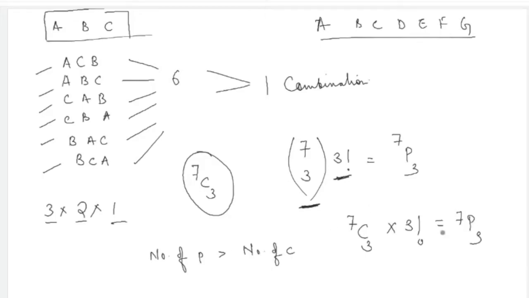और ये किस multiple से ज्यादा होंगे, that will be given by this factorial number here. So 7C3 multiplied by 3 factorial is equal to 7P3. Number of permutations will exceed the number of combinations by 3 factorial ways. And from this itself, we can derive the formula for combination. So we can say that 7C3 is nothing but 7P3 divided by 3 factorial.